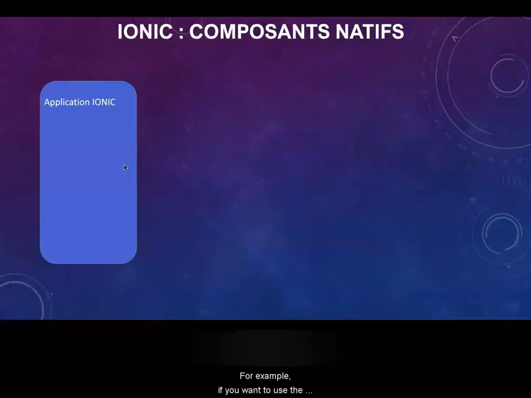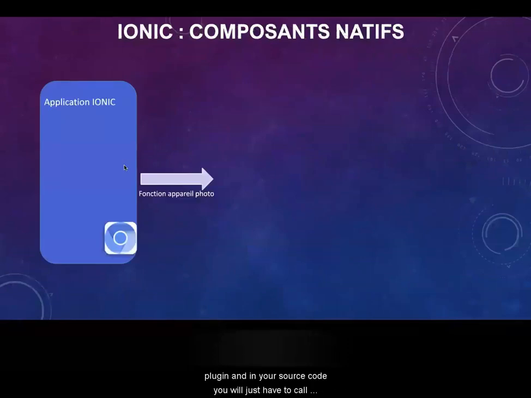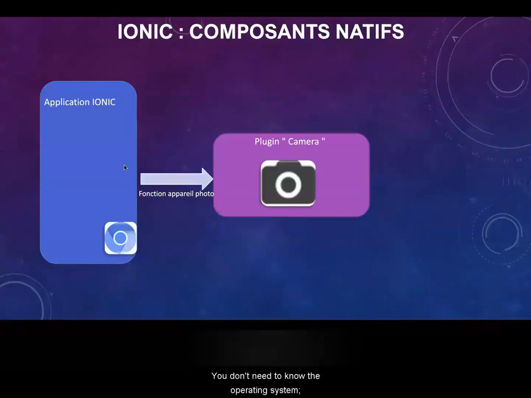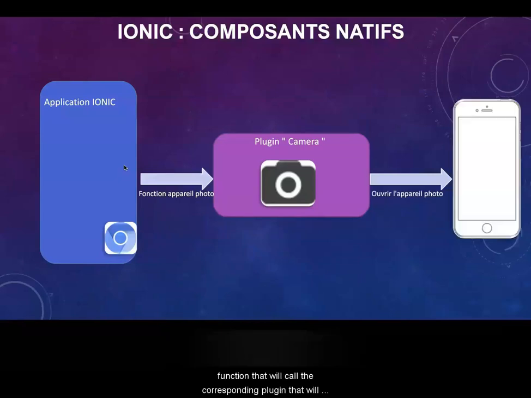For example, if you want to use the smartphone's camera, you will install the camera plugin, and in your source code, you will just have to call the relevant function that will allow the user to take a picture. You don't need to know the operating system. The IONIC application will take care of it by calling the function that will call the corresponding plugin that will allow the user to access his camera.